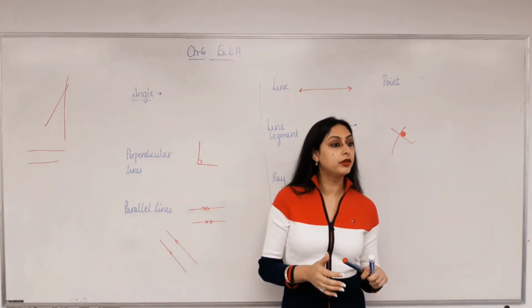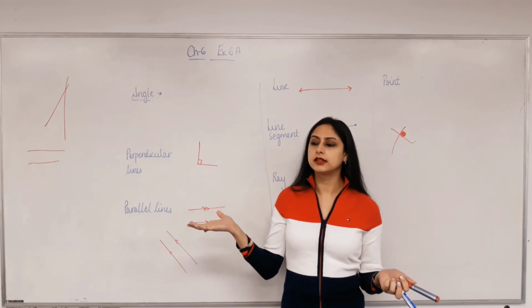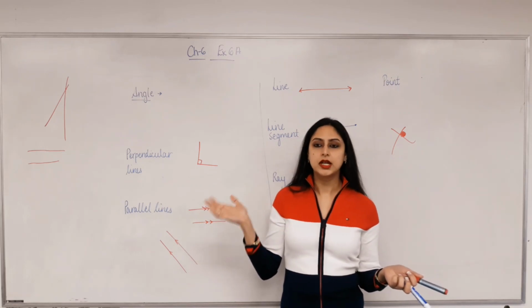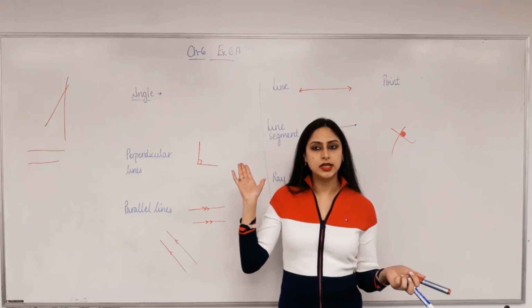What are perpendicular lines? Lines that have a right angle. What are parallel lines? Lines that never meet. When is an angle formed? When two lines meet. That's it, 6A. Done. Questions?